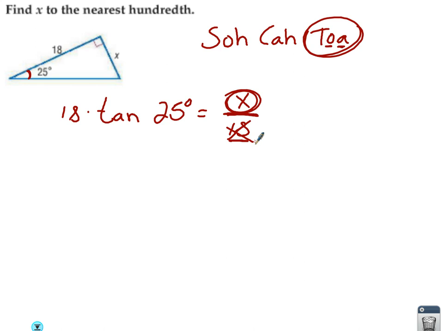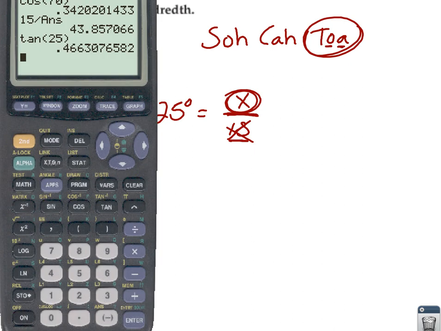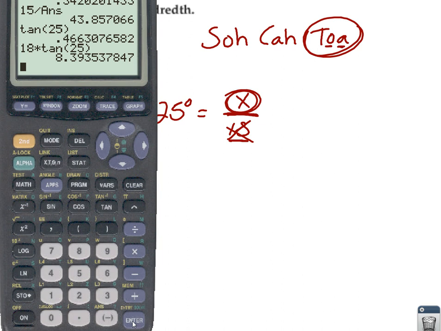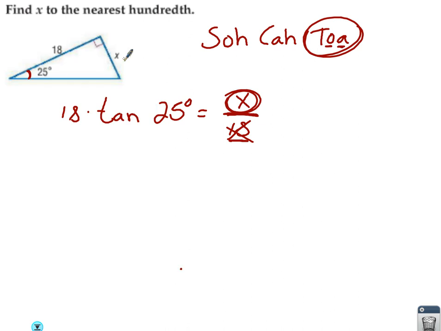That way you can type the whole thing into your calculator. Does that make sense? So we go back to my calculator. Instead of just tan 25, if I want to do times 18, I could. But if you want to type the whole thing in your calculator, we're going to do 18 times the tangent of 25. Close parentheses. That gives me 8.4. So my missing side is about 8.4. Any questions? Have your homework.